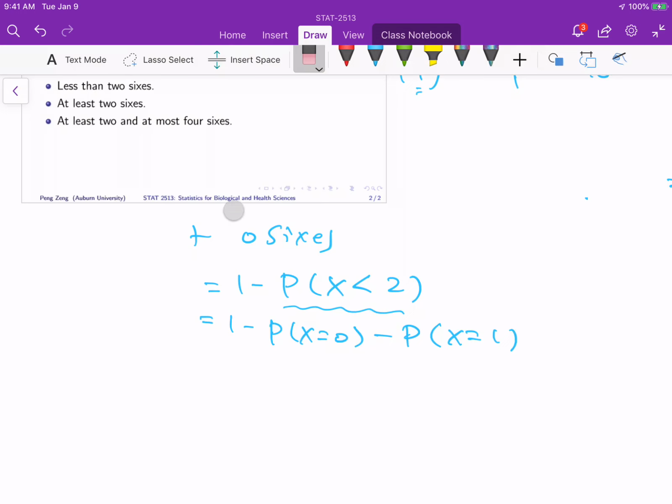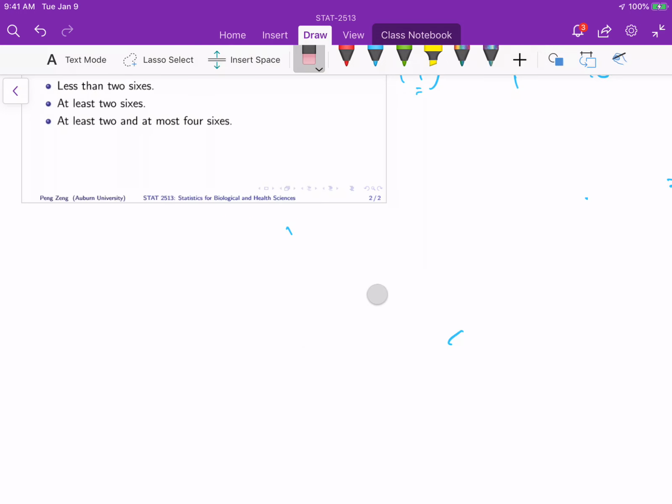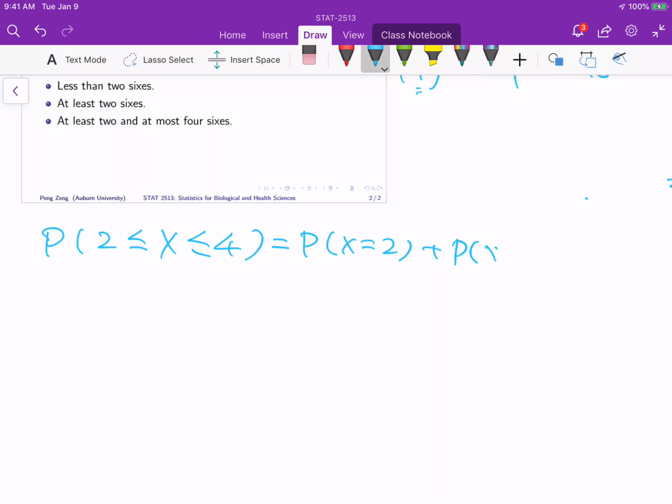And so the next one, the last one, is at least 2 and at most 4 sixes. At least 2 means greater than or equal to 2, but smaller than or equal to 4, right? So first figure out the possible values of x. The value of x can be 2, can be 3, and can be 4, right? For these 3 probabilities, you just add them together, and you apply the formula.